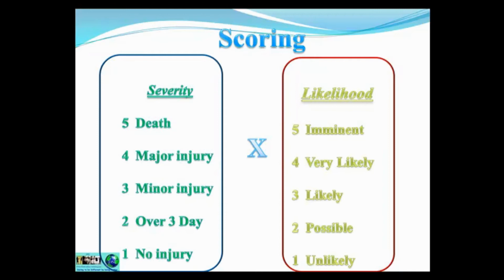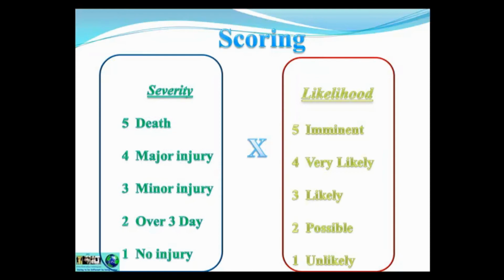Now the likelihood is, how likely is that accident going to occur with that kettle? Is it imminent, very likely, or likely? And again, people tend to go for either imminent or very likely, because somebody sooner or later is going to stretch over to unplug the kettle, perhaps touch the bare copper wire, and then have the accident. So that gives us an initial score. Say we go for severity major injury, 4, multiplied by 4, which is very likely. 4 times 4 is 16.